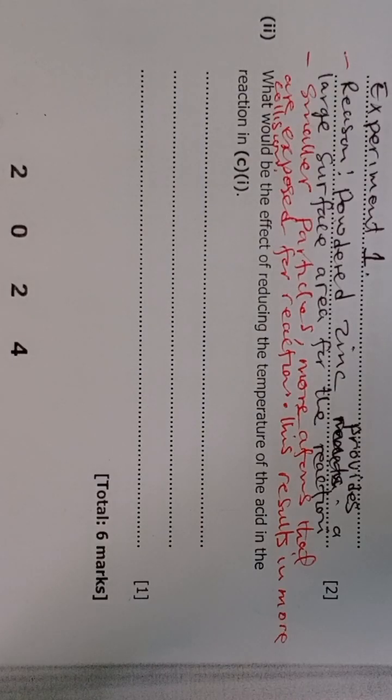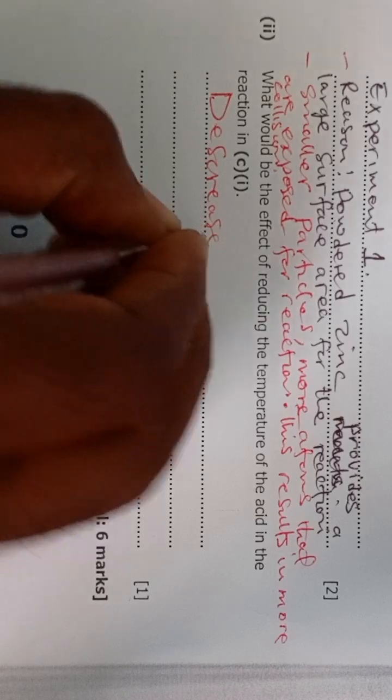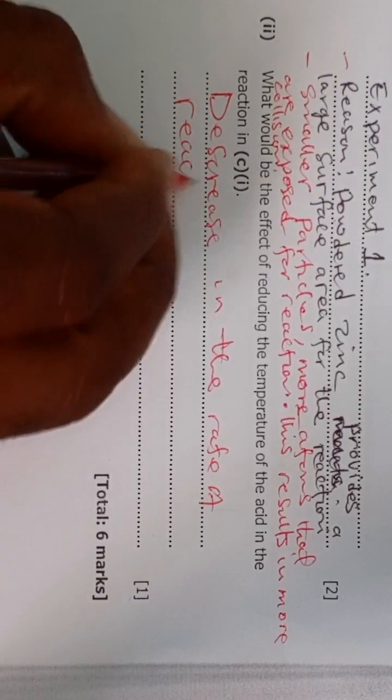Part 2, what could be the effect of reducing the temperature of the acid in the reaction in C1? When we reduce the temperature of the acid, the rate of reaction will decrease. So a decrease in the rate of reaction.